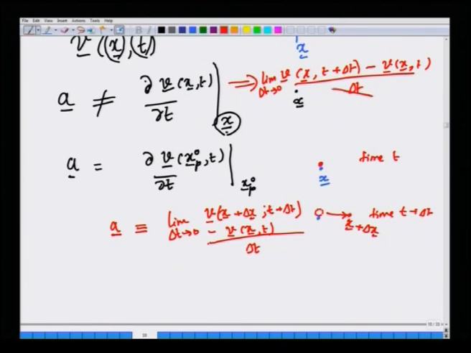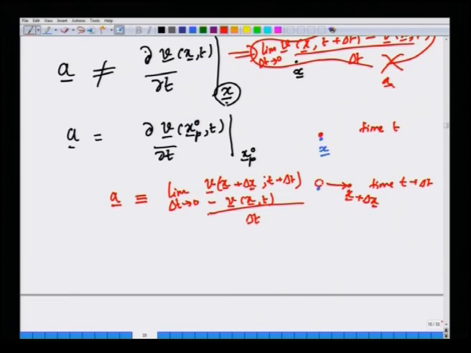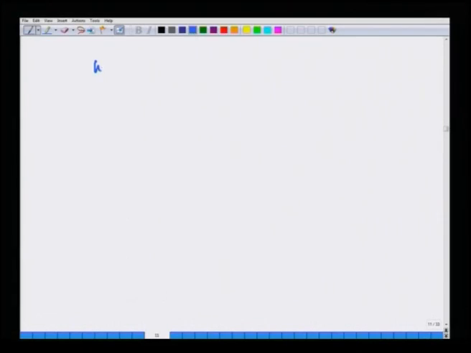So, this is clearly not acceleration, because we are not following the same particle, whereas here we are recognizing explicitly, in this definition, that you are following the same particle, and you are realizing the fact that this particle which was here at x would have moved to some other location at a later time.